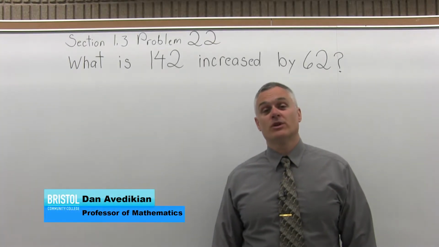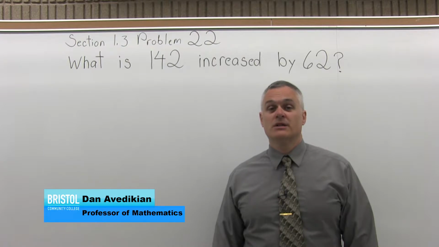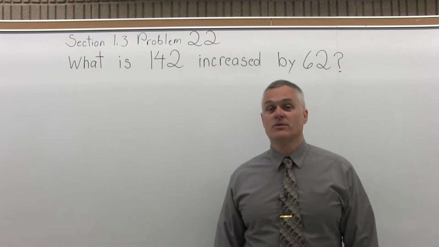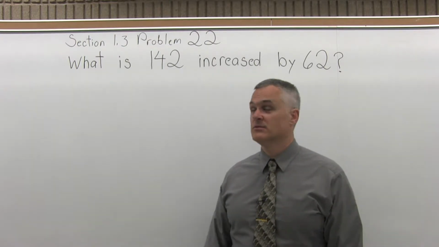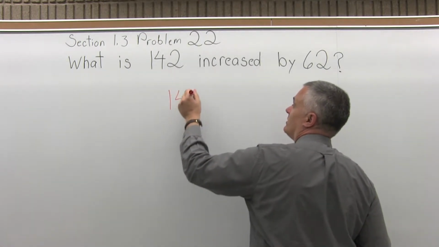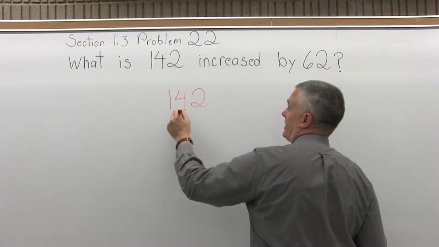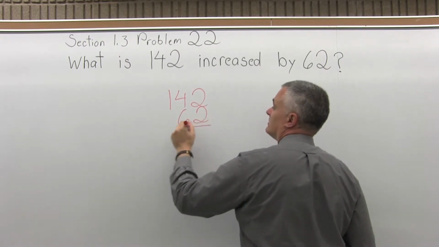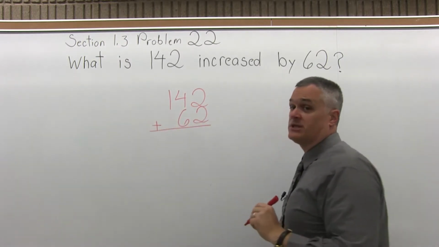This is Section 1.3, Problem 22. It says, what is 142 increased by 62? So increased by means to add. So 142 increased by, or added to, 62. So I'll add 142 plus 62.